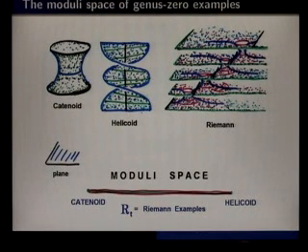Okay, so anyway, in the end, we have a nice classification theorem, at least for proper. We have the moduli space of genus 0 surfaces that may be thought of as a compact interval. At one endpoint the catenoid, at the other endpoint the helicoid, and then we have the Riemann examples in between.